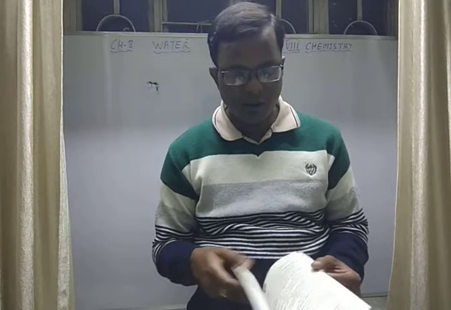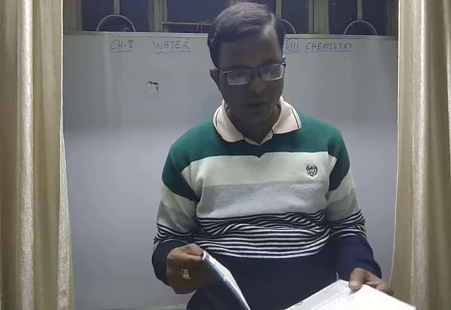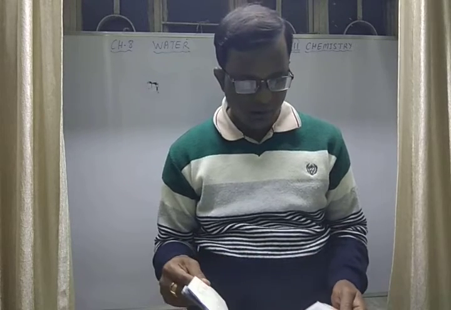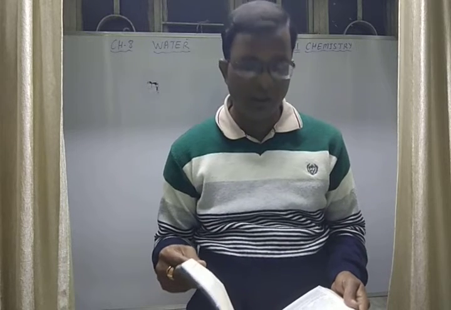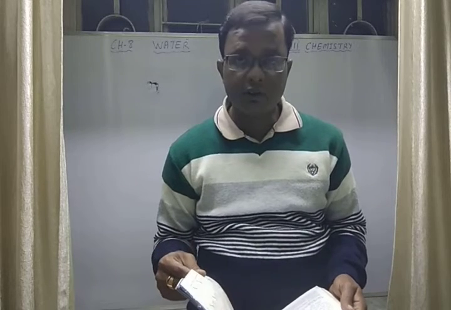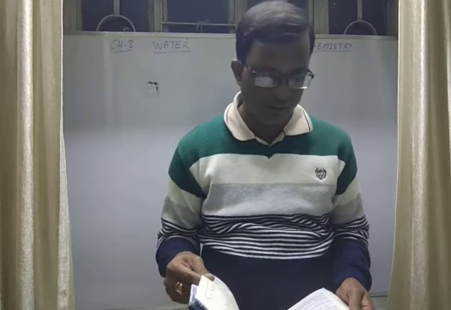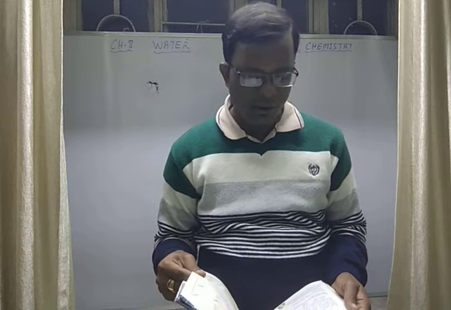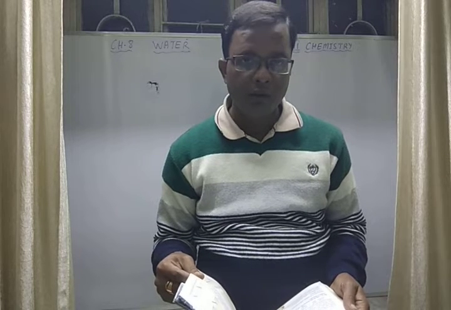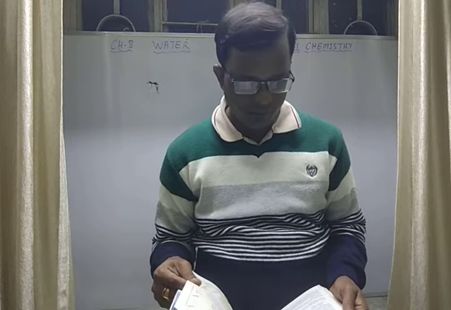Next one is the reaction with iron also. Iron reacts with steam to give iron oxide, iron 3 oxide it will give. So it's called ferric oxide, Fe3O4, which we will get with the liberation of hydrogen gas. So the equation will be 3Fe + 4H2O gives Fe3O4 + 4H2.